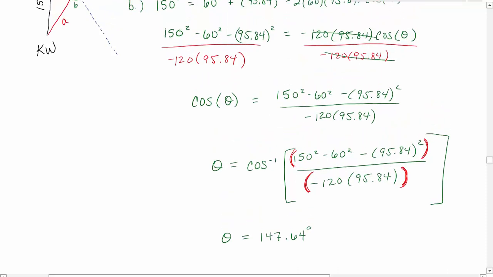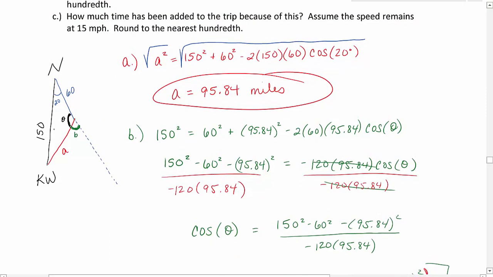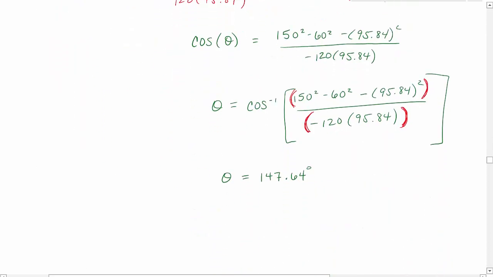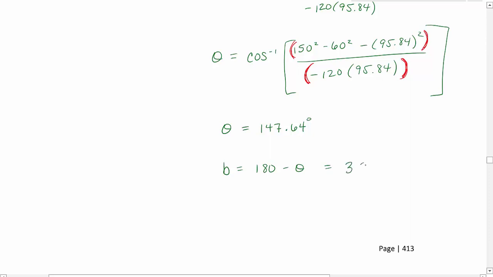So let's think about what that is. That's our angle theta, but that's not how our boat has to turn. That's the angle inside, the black one, inside the triangle. And what we need is the angle outside of the triangle that is supplementary to this angle. So our answer to part B, our angle B, is going to be 180 minus theta, which is 32.36 degrees.